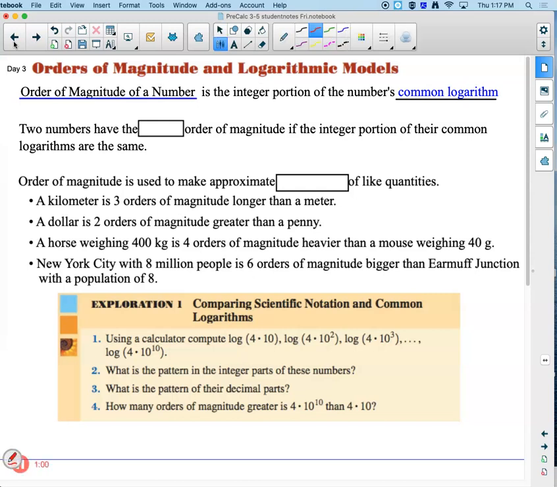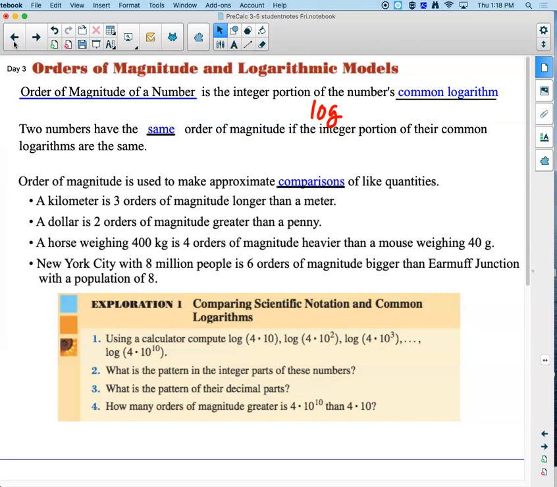So we're talking about log base 10, the common logarithm. Two numbers have the same order of magnitude if the integer portion of their common logarithms are the same. So we take the common logarithm and it gives us a number. And what we want to do is compare that to another number. Now, why would somebody do that? Because the numbers involved with things like earthquakes, they actually use a unit of measurement, I believe it's called ergs, and they're huge. I mean, they're very huge numbers, so that's why they use logarithm base 10 to talk about them. And order of magnitude is used to make approximate comparisons of like quantities.